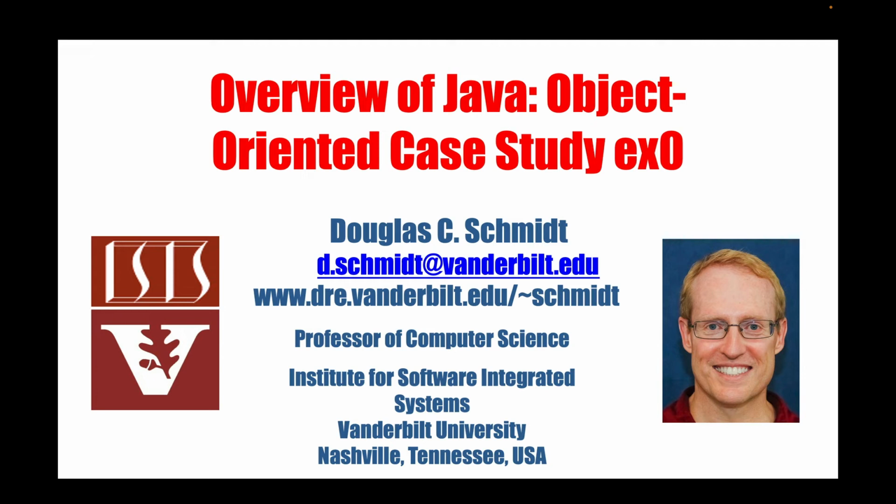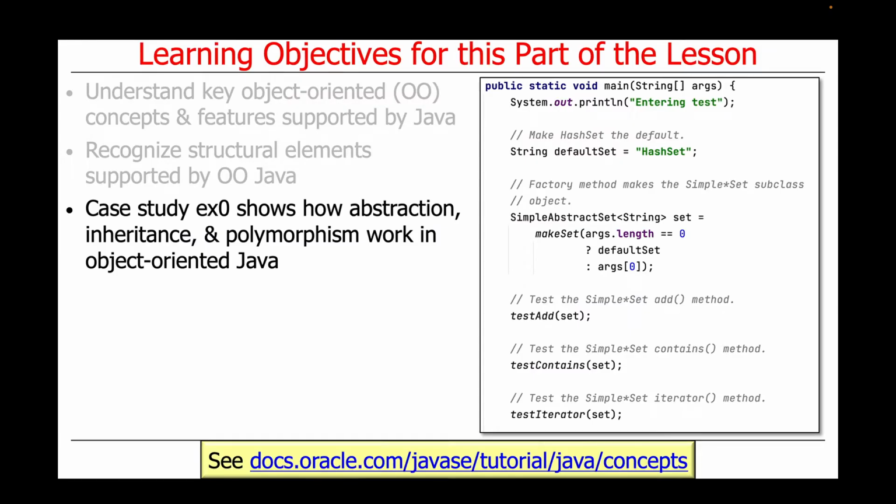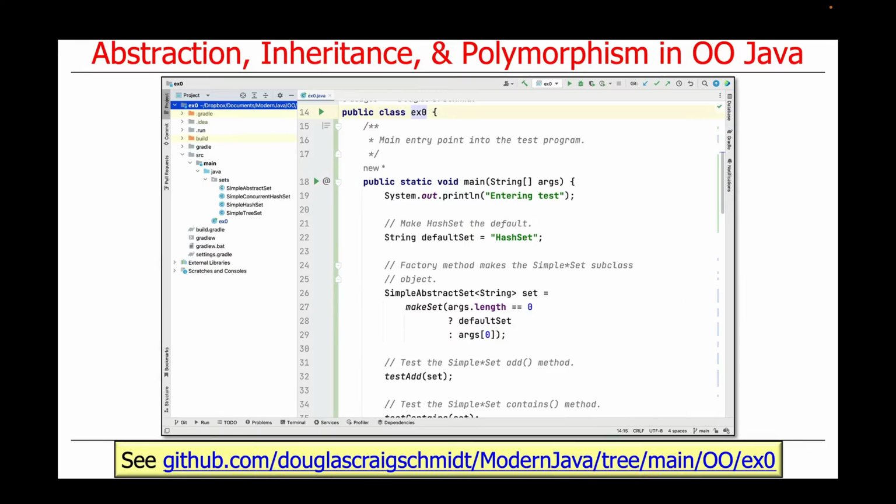Now that we've covered the concepts, features, and structural elements in object-oriented Java, it's time to put the pieces together and take a look at a case study. Case study ex0 shows how abstraction, inheritance, and polymorphism work in the context of object-oriented Java. All the source code we'll be covering in this video is available in open source form at the link at the bottom of this slide.